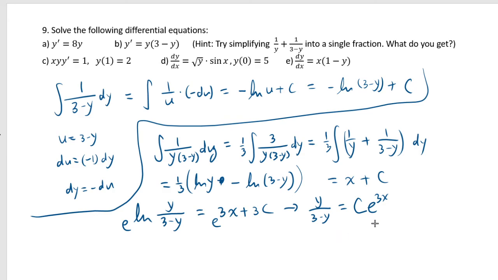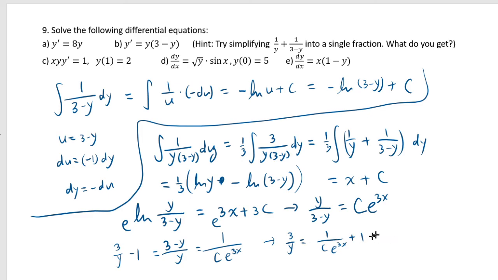I mean, this would be a pretty nice way to write down the answer. But if you really want to solve, then you can flip both sides, and we get 3 minus y over y as 1 over c times e to the 3x. And this is what? This is 3 over y minus 1, so you can add 1 to both sides. So that gives you 3 over y equals 1 over c e to the 3x plus 1. And then finally you can flip both sides again.